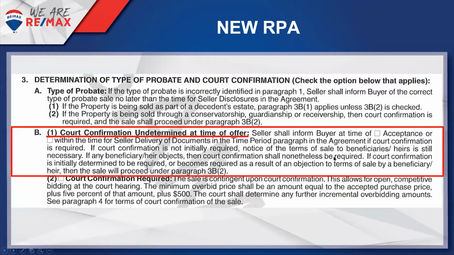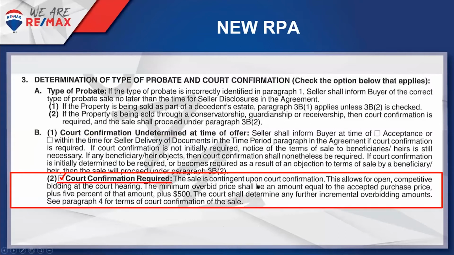If any beneficiary objects, a beneficiary is entitled, even if the court is not going to confirm a transaction, the administrator must inform the beneficiaries of the transaction. If a beneficiary objects, it's going to end up in court. And so it could be that a court confirmation that wasn't required ends up being required. So that's why it sort of reads this way. It's undetermined, and they believe that it's not required, and they'll inform you throughout the transaction whether it's required or not.